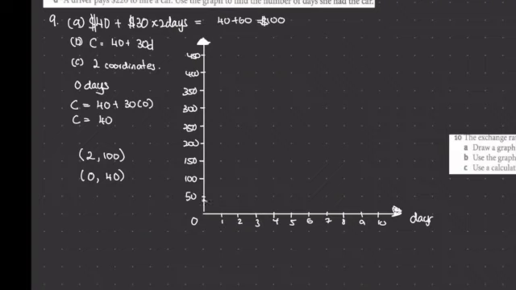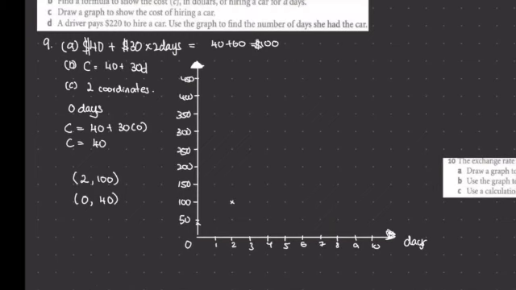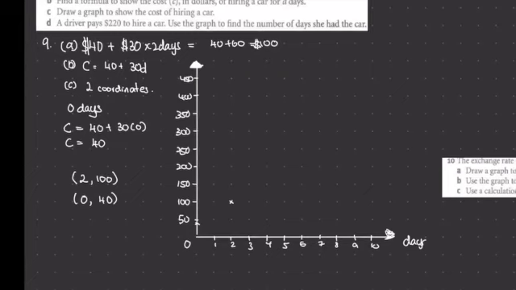2 days is 100. This is how the graph will look.